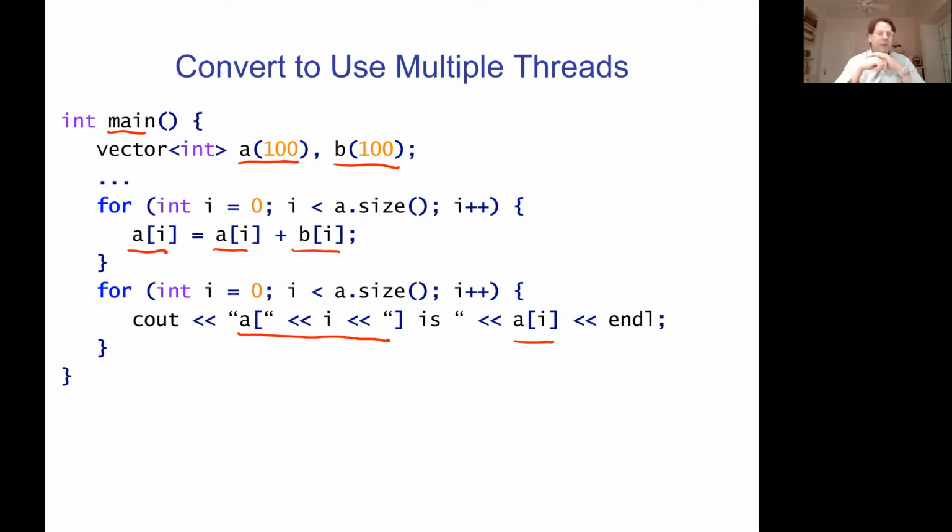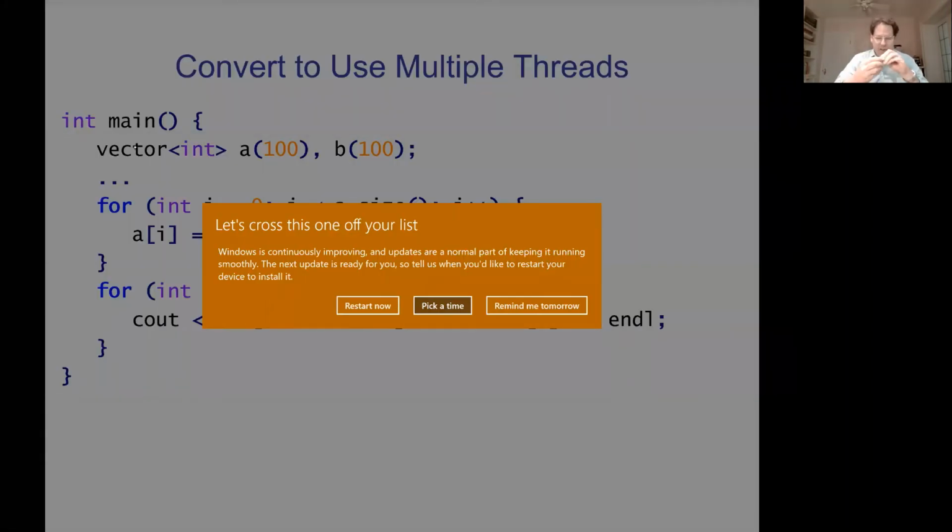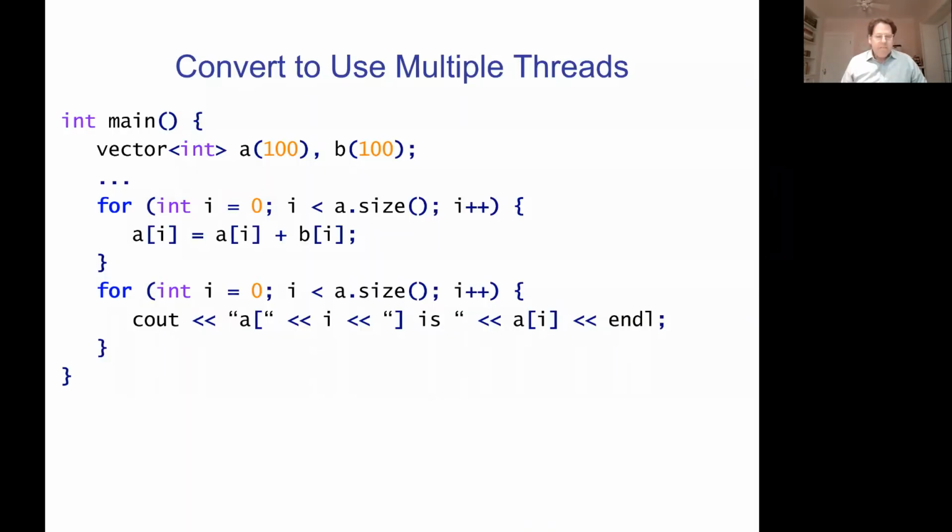Okay, so how would I convert this to use multiple threads? There's a skill testing question. I haven't taught you very much OpenMP, but I showed you enough on the prior slide for you to convert this to use multiple threads. I see a couple of comments: split up the for loop and use a thread for each piece. So that's the basic idea. I should split up the for loop and use a thread for each piece. But exactly what's the syntax to do that?